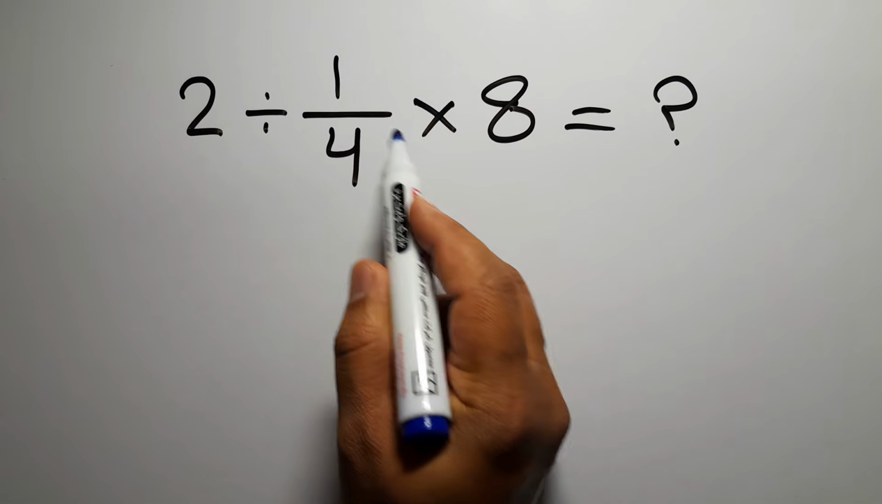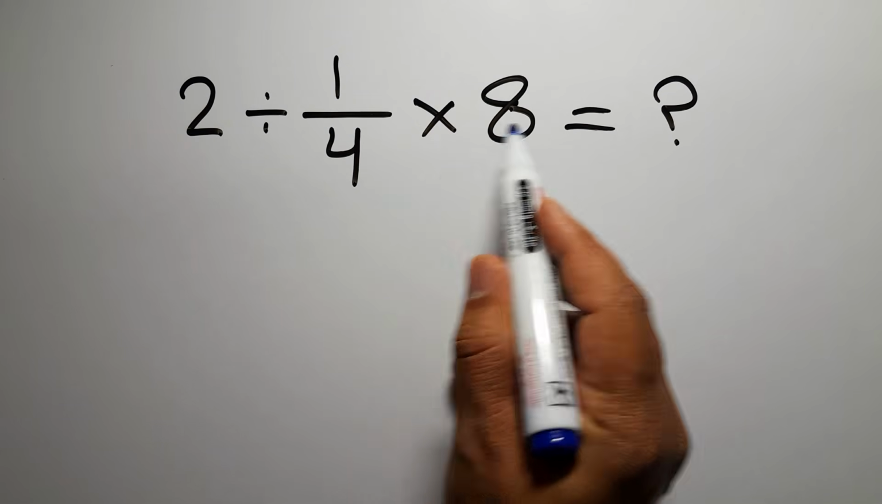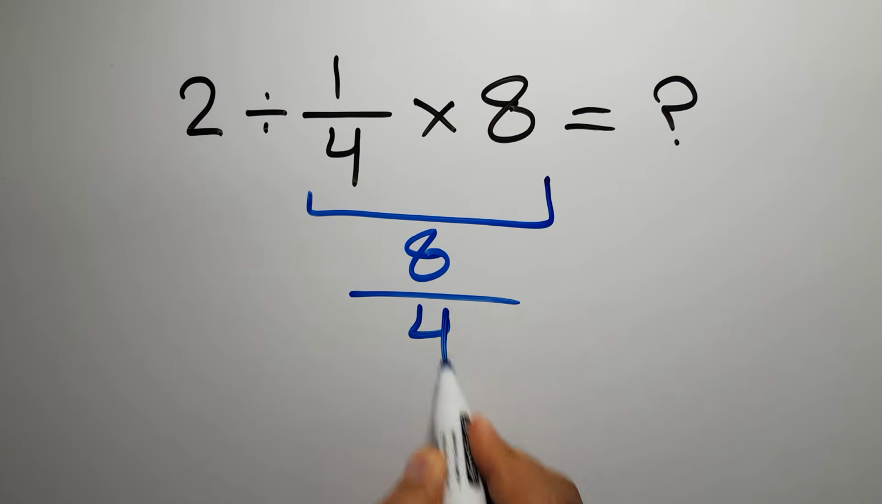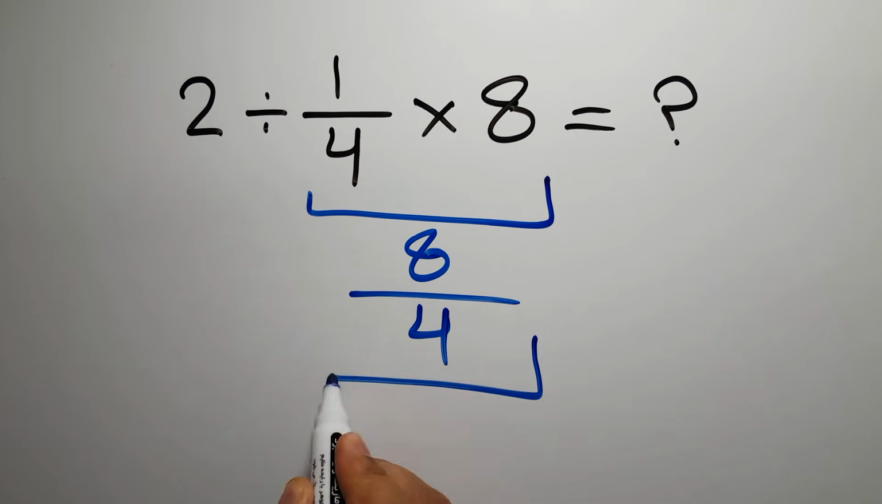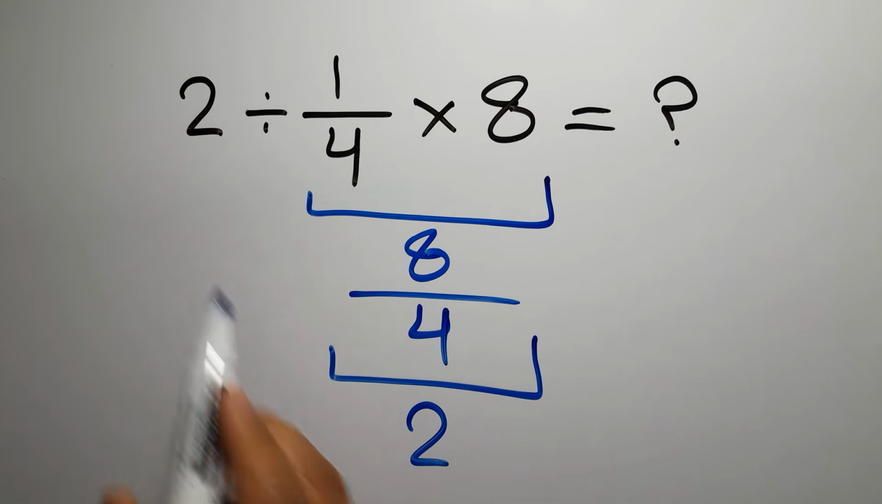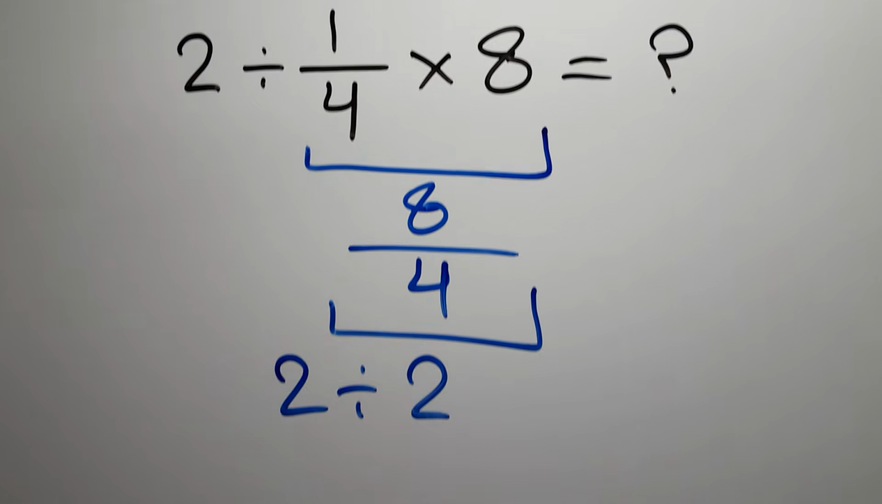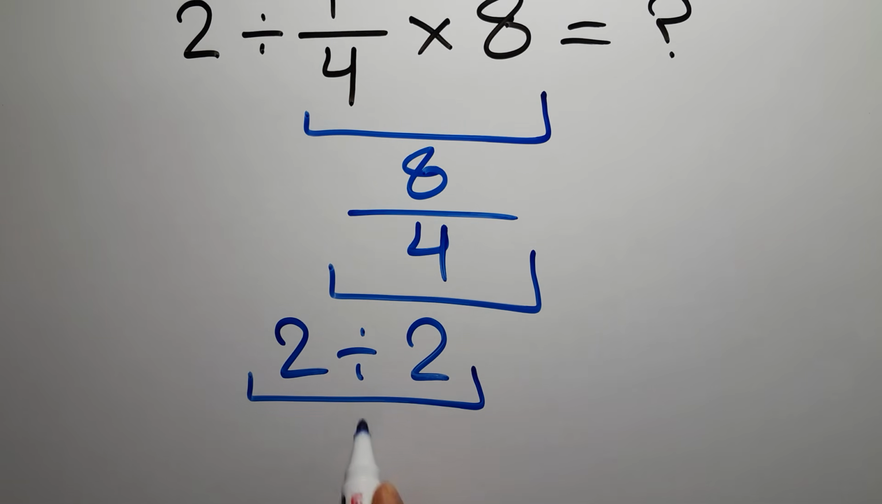First, we do this multiplication. 1/4 times 8 equals 8/4, and 8/4 is just 2. No, we have to divide it by this. So 2 divided by 2, which equals just 1.